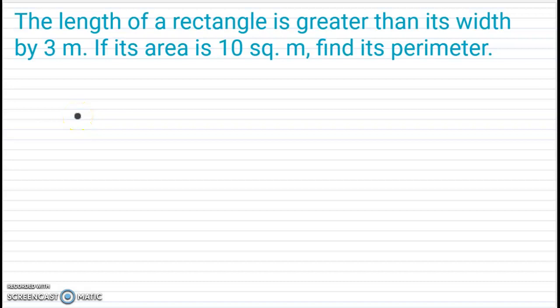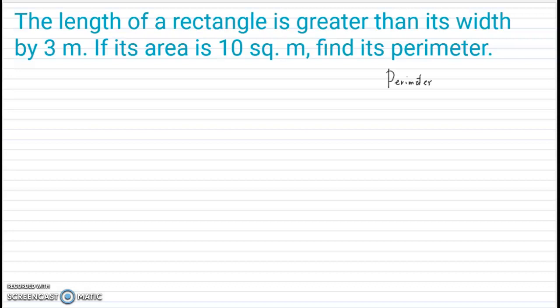The length of a rectangle is greater than its width by 3 meters. If its area is 10 square meters, find its perimeter. So we are asked to find the perimeter of this rectangle.